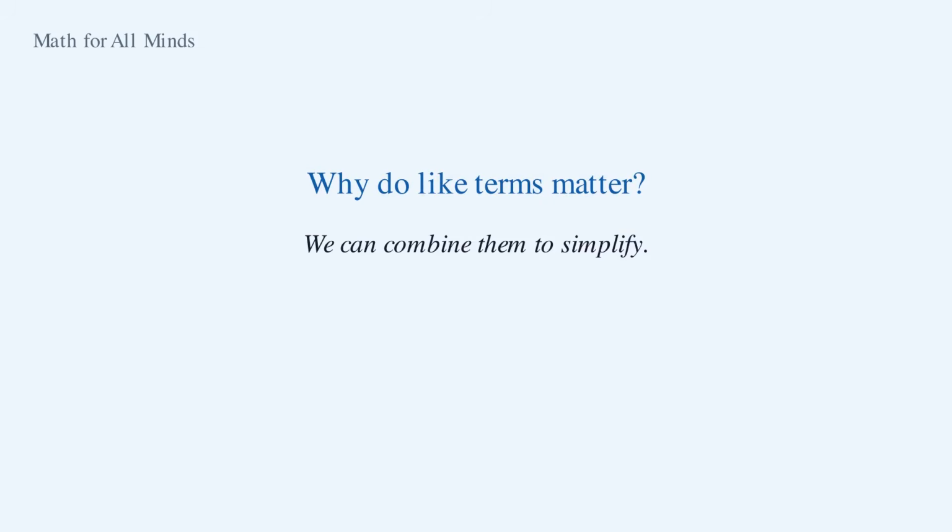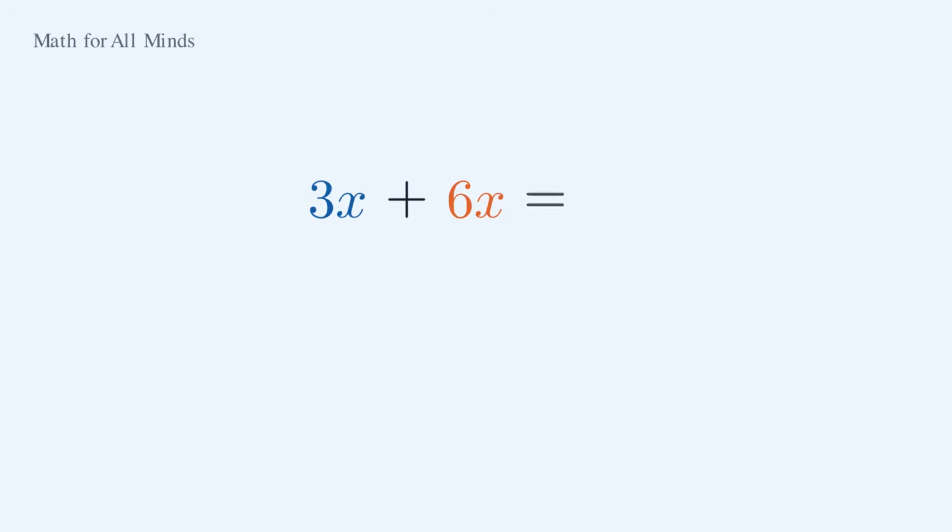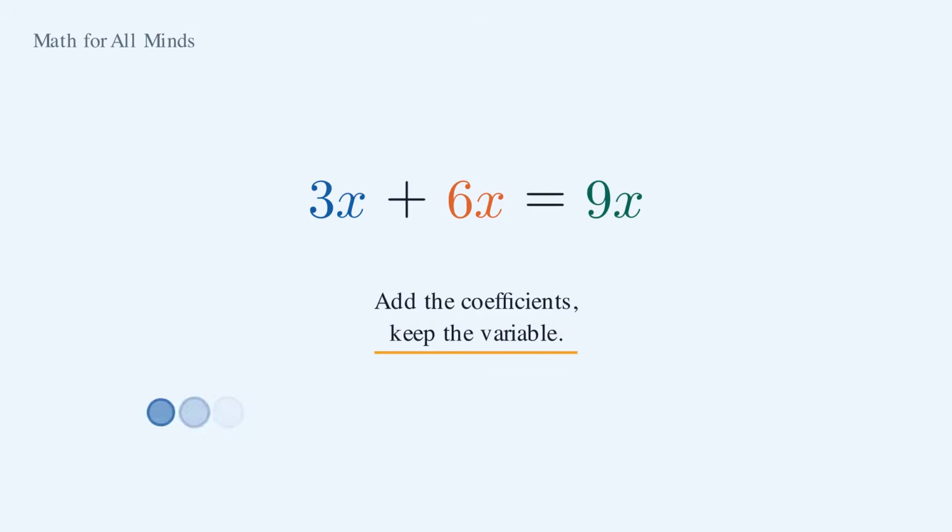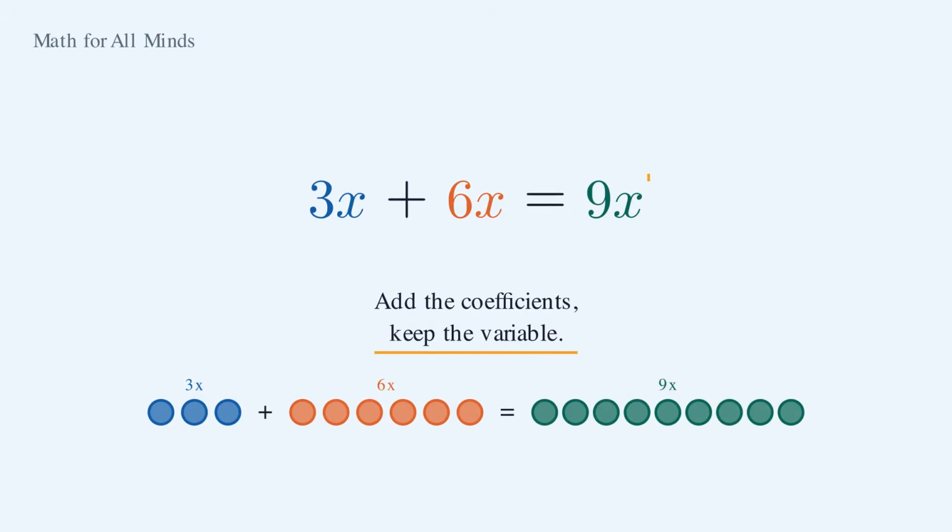Why do like terms matter? Because we can combine them to simplify. If you have 3x and you add 6x, you get 9x. The same way 3 apples plus 6 apples is 9 apples.